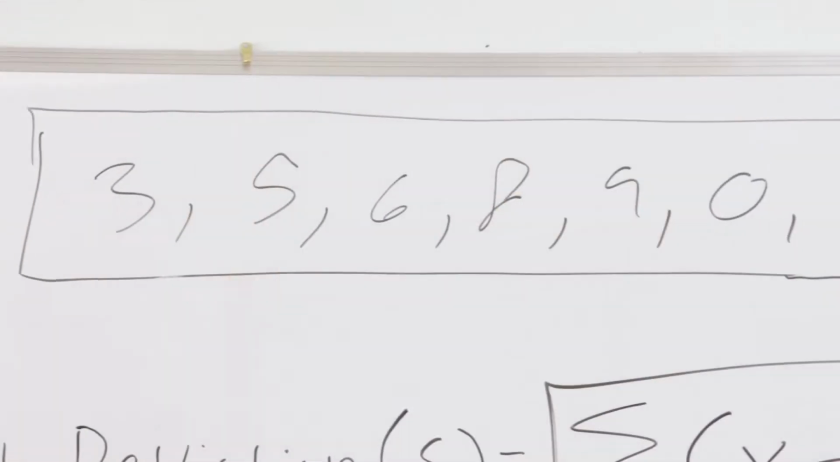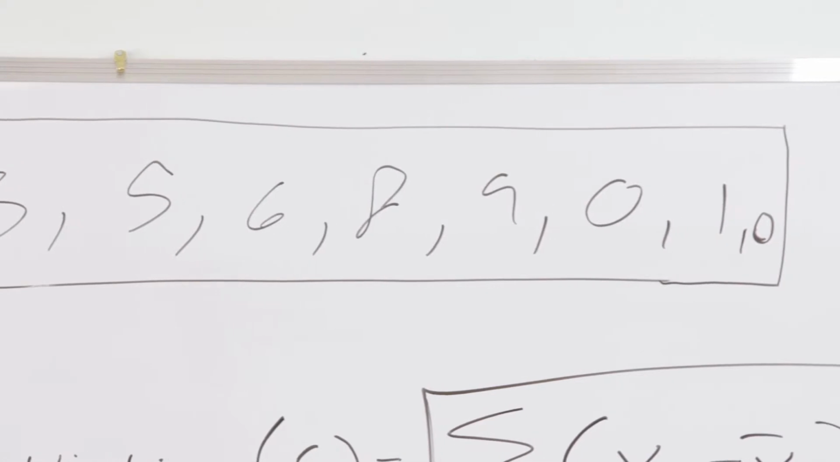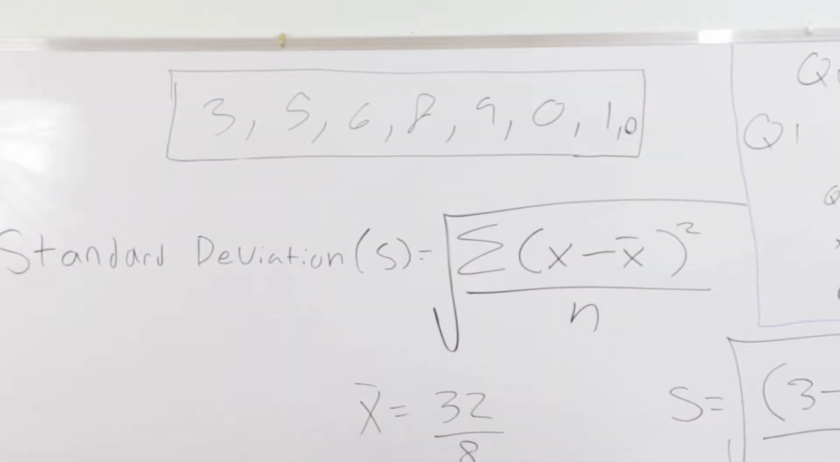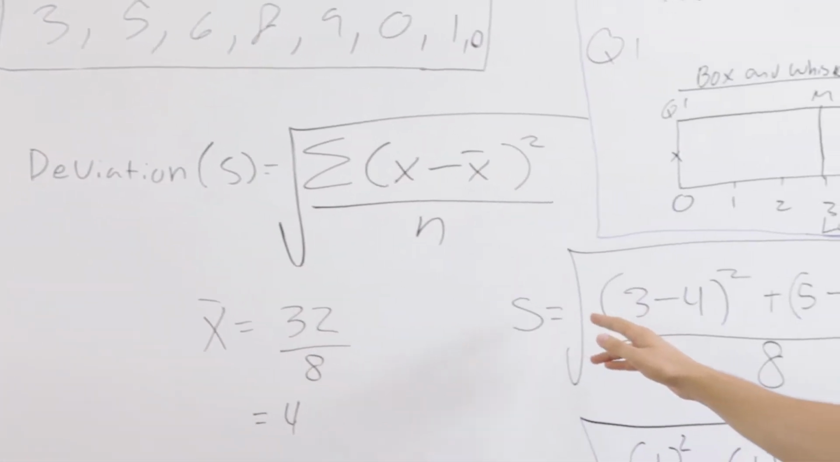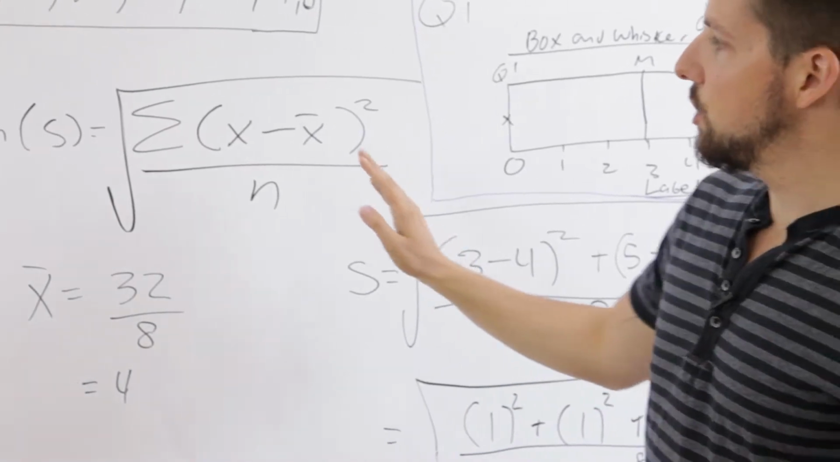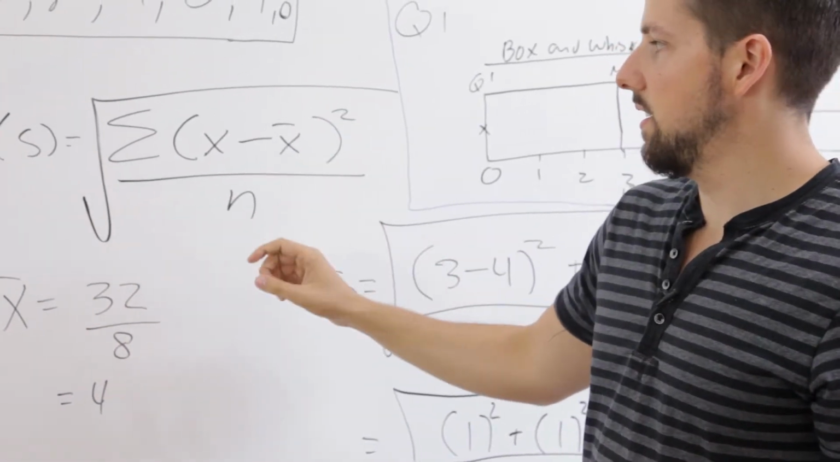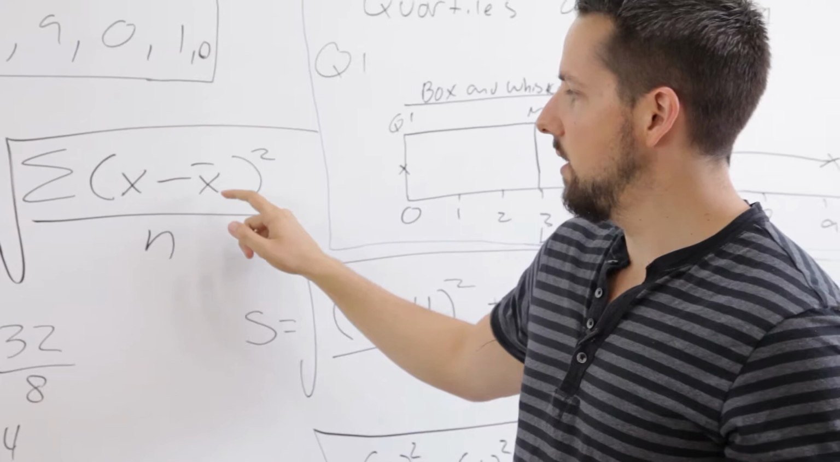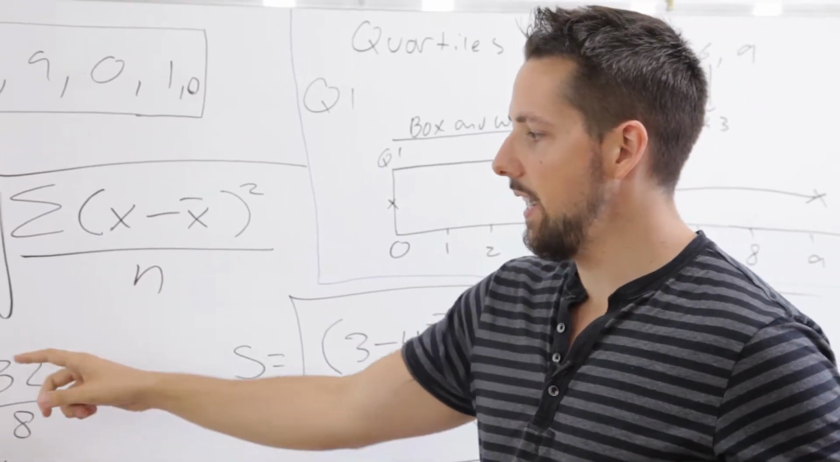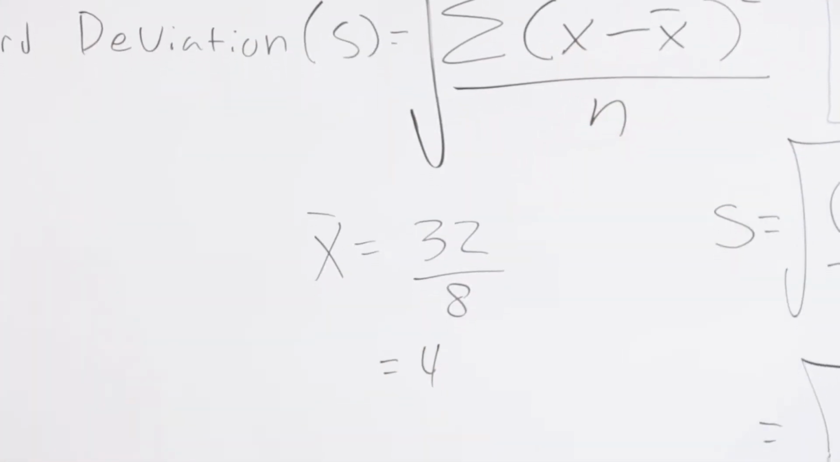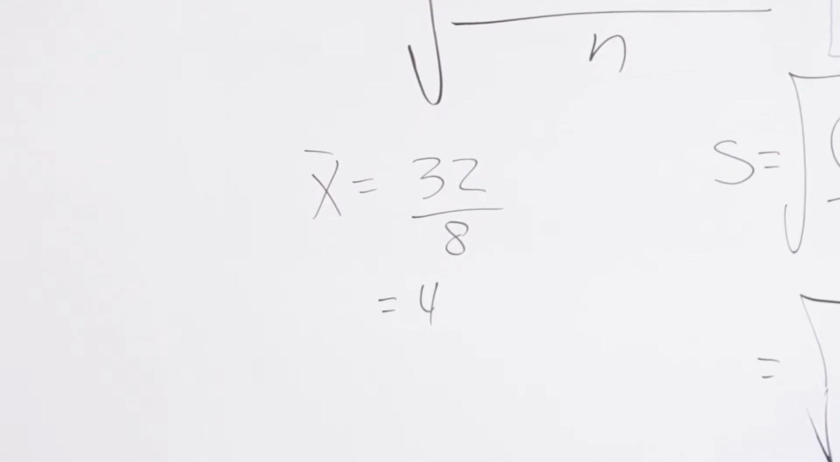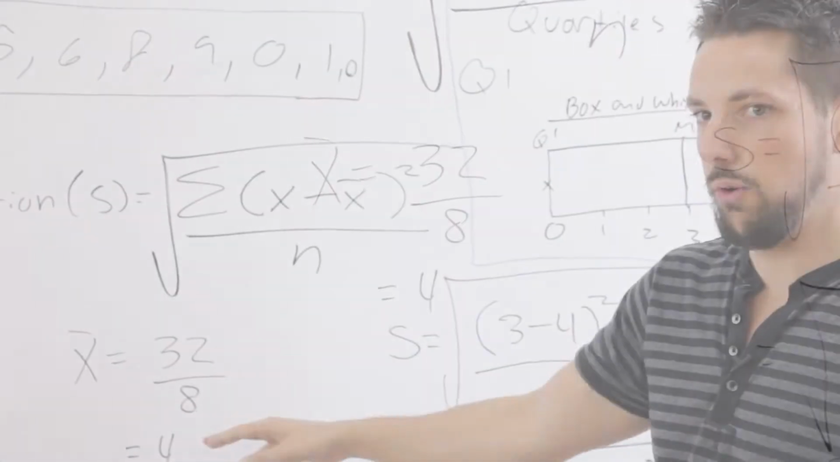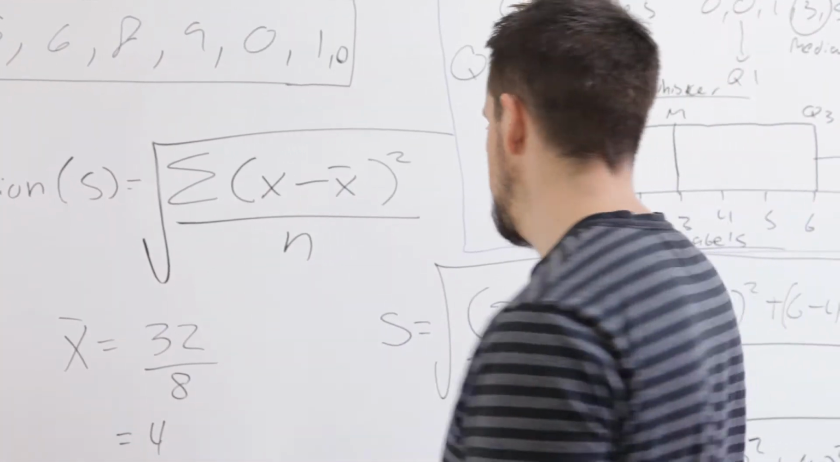So here's our data: 3, 5, 6, 8, 9, 0, 1, 0. And then I'll show you how to apply it to the standard deviation formula. Before you can do the standard deviation, one of the things you need to know is the mean. So we go back and use our mean formula, the sum of x divided by the total number of points, and we calculate it, so it equals 4. And now we can do the standard deviation.